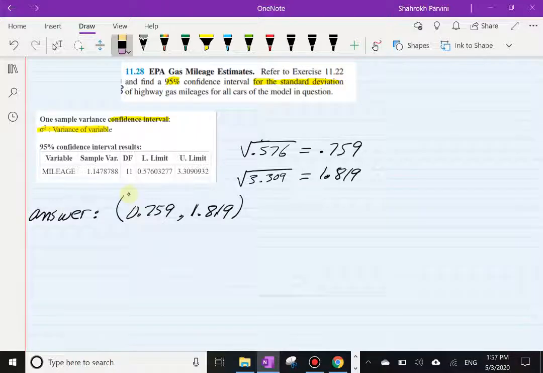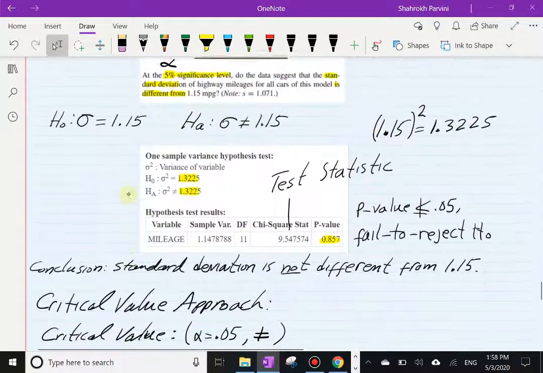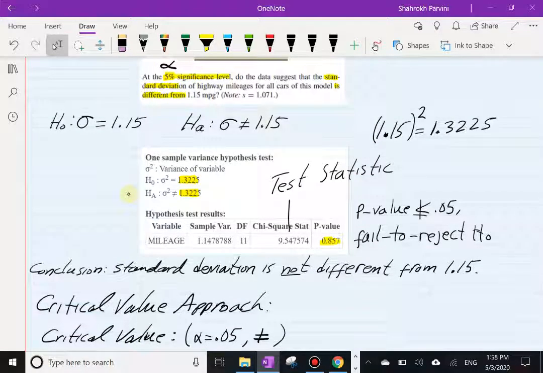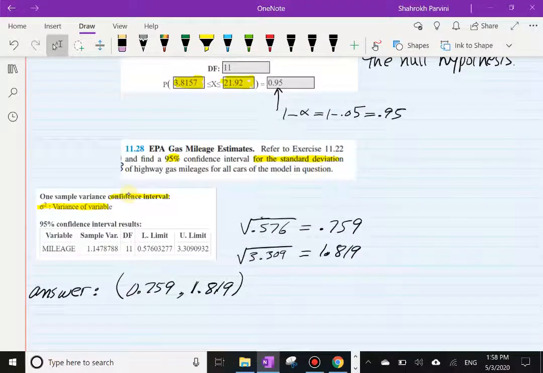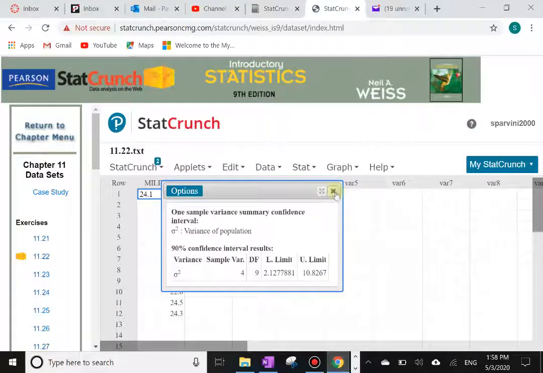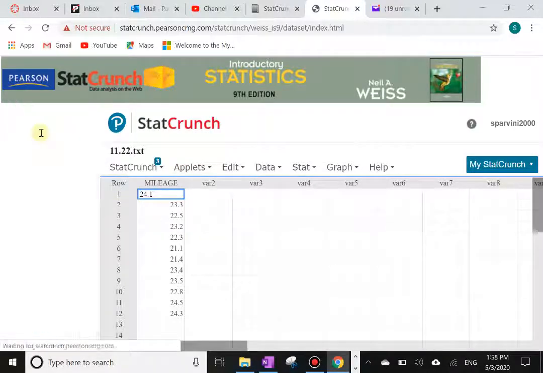Now let me go to StatCrunch to get the output that we got. We're going to do the confidence interval, and we're going to do the hypothesis tests. Our confidence level was 95%, right? Okay, so I'm going to go to StatCrunch now. I already imported the data in there. How you do that is, again, here's the chapter menu. Let me click return to chapter menu.